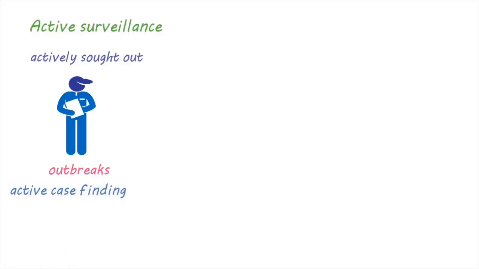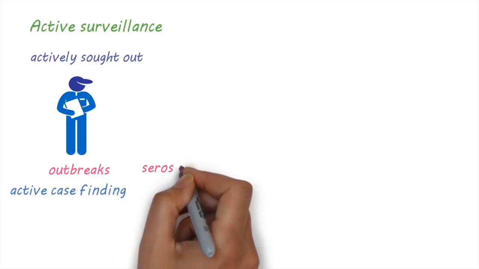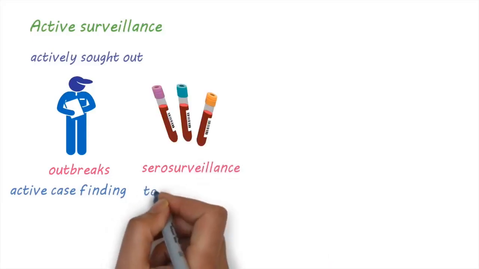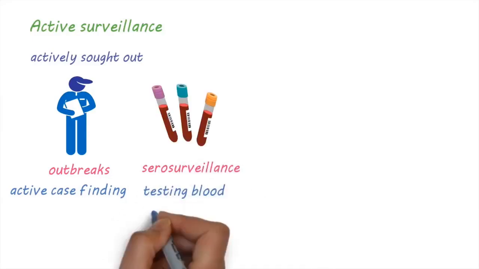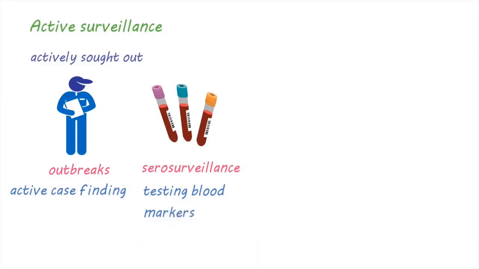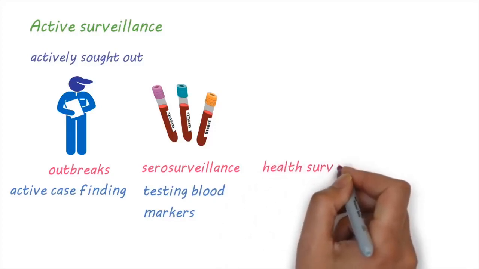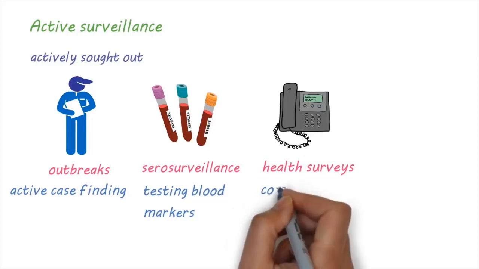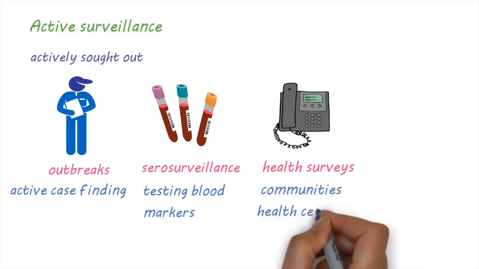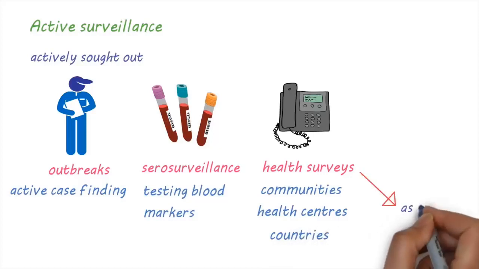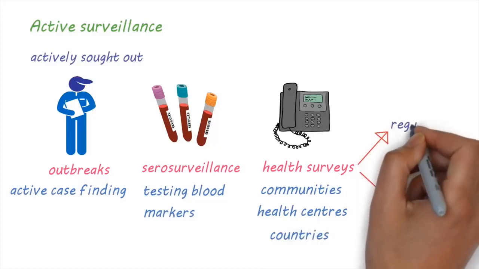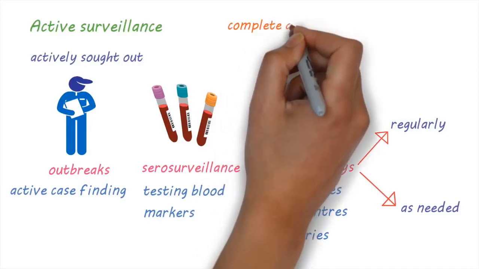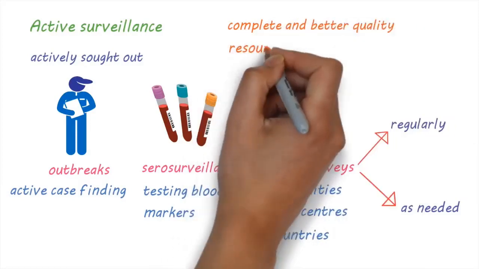Another example of active surveillance is serosurveillance. This involves testing blood in a selected population for various markers. For example, checking for antibodies can be used to check for active or past disease. Health surveys are also a good example of actively seeking out health information. Surveys can be done on community members, healthcare facilities, or entire countries. They can be done on an as-needed basis or regularly. Active surveillance provides more complete and better quality data, but is more resource-intensive.